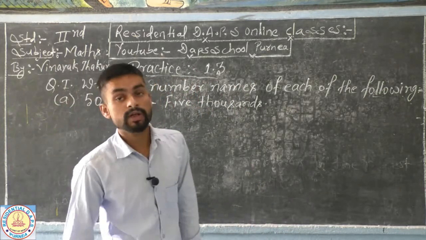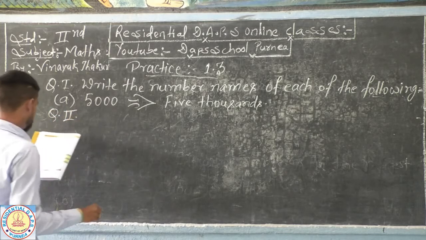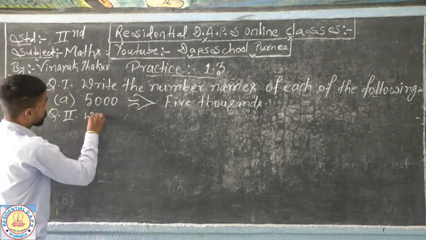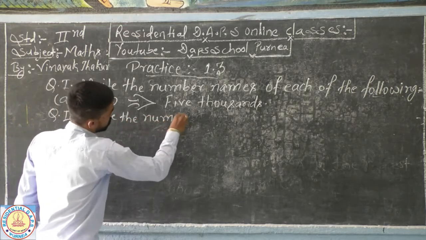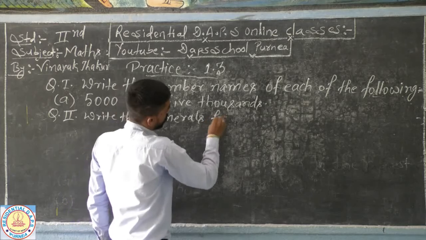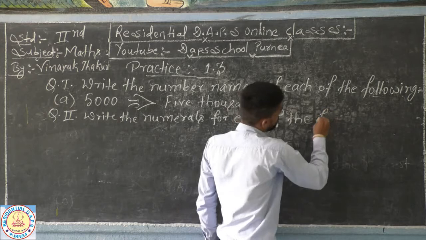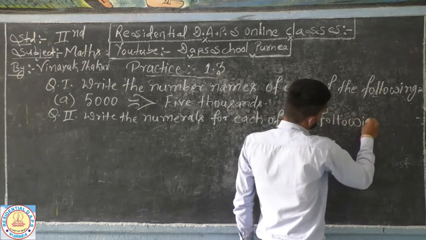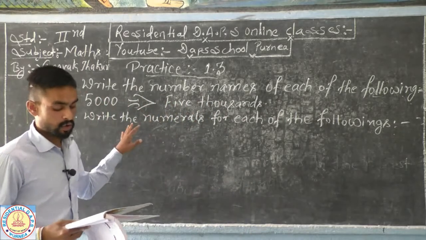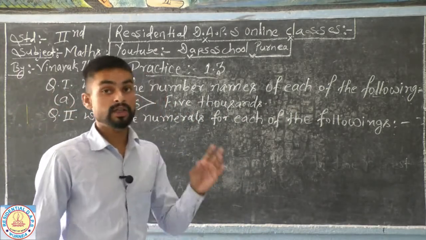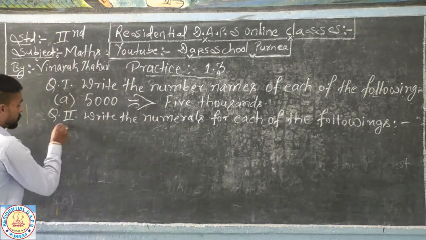I'm going to solve your question number second. In your question number second, write the numerals for each of the following. So guys, in your question number two, you have to find out the numerals of the given number names.